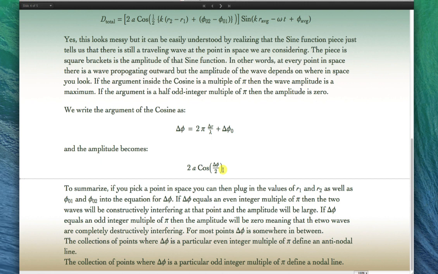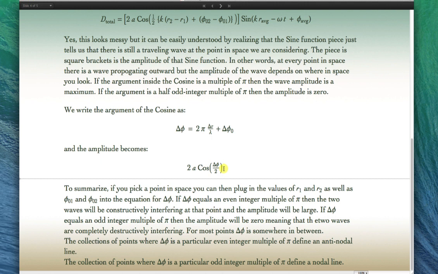Those collections of points along which, for example, delta r is equal to 1 lambda, this delta phi would be 2 pi. All those points for which delta r is equal to a single lambda form an antinodal line. And then there might be a bunch of points, depending on the situation, where delta r is equal to 2 lambda. 2 lambda divided by lambda is 2, times 2 pi is 4 pi. Plugging that into here is going to give you 2 pi. Cosine of 2 pi is a plus 1. And so the amplitude is again maximum.